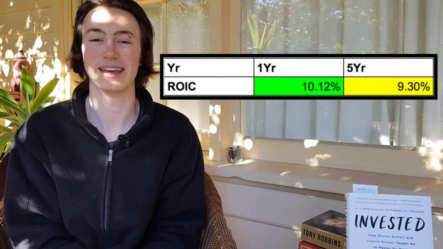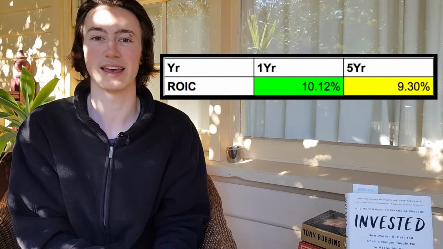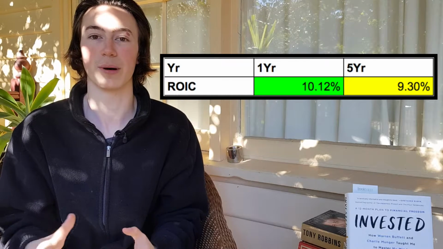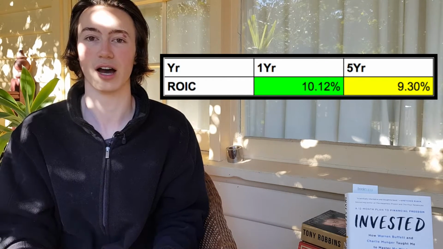Next, we have the return on invested capital, and this tells us how effective management is at investing within the company. It also provides further evidence of a competitive advantage because if the ROIC is growing over time, it means that a company is getting better returns on their investments over time. As you can see, the 5-year ROIC is 9.3%, which is just under our minimum requirement of 10%, and the 1-year ROIC is 10.12%, which is just above our 10% minimum requirement, and it's also above the 5-year ROIC.